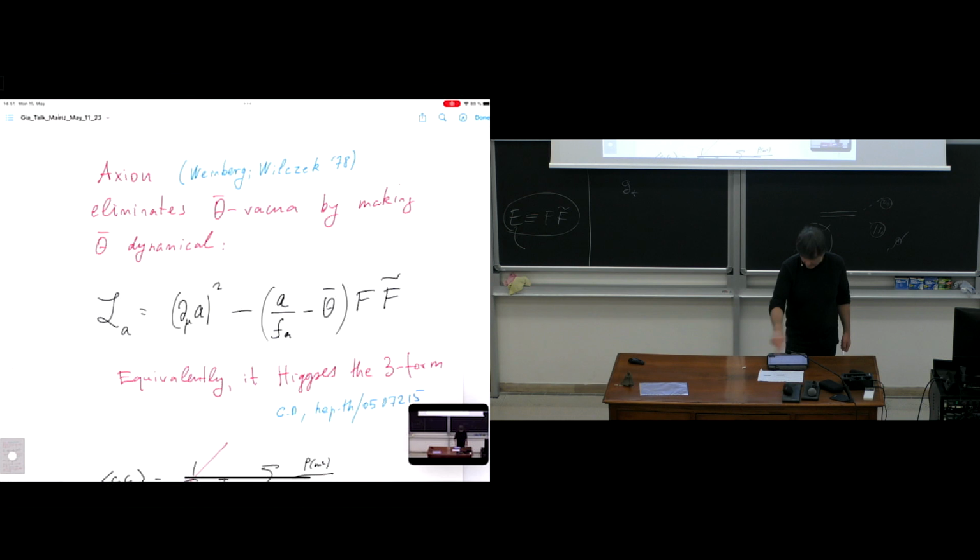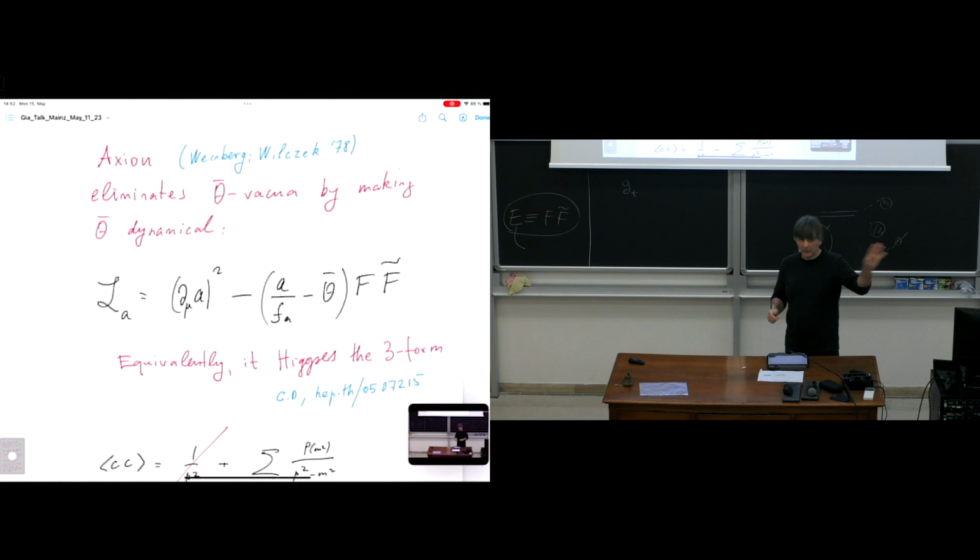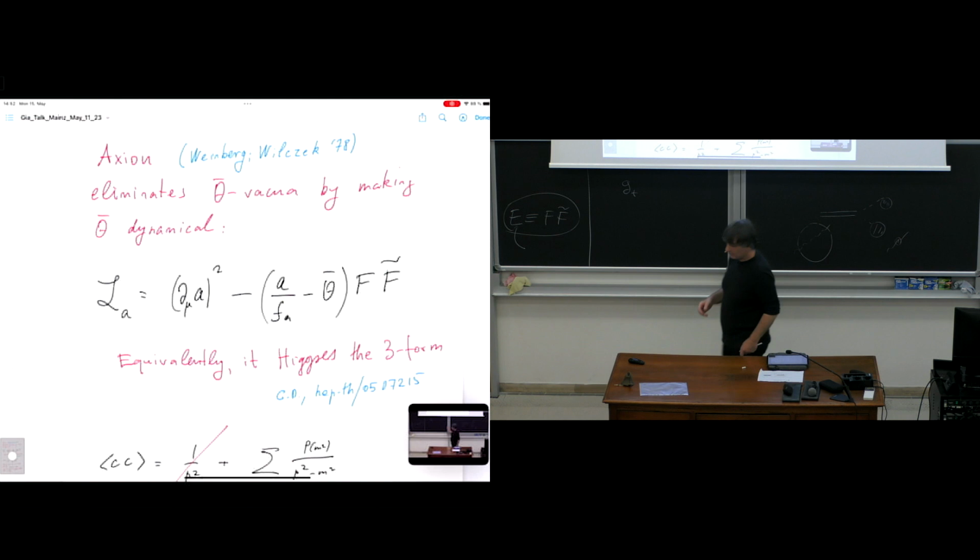Now, let's for a moment put the S matrix aside, and say we want to have an axion, either because of the naturalness issue, if you don't care about the S matrix, or as a consistency point. Now, what the axion does is eliminate theta vacua, right? In the standard language, the axion eliminates theta vacua by promoting theta into a dynamical variable, which is the axion. Effectively you can translate this as a sort of Higgsing of the three form.